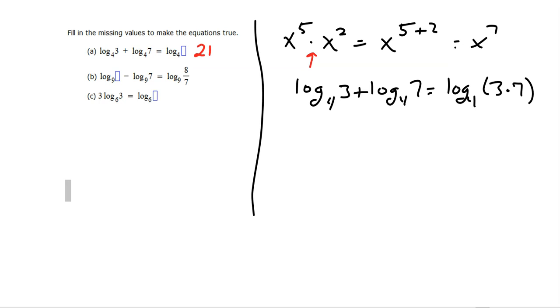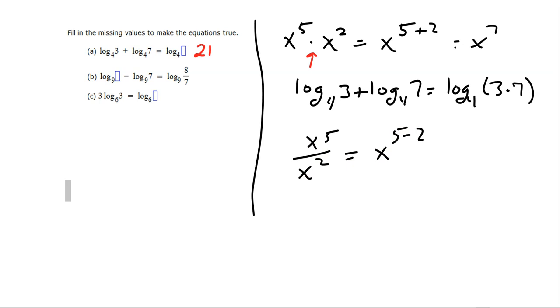You can do this forwards and backwards. If you have log base 4 of 3 times 7, you can always split that up from multiplication to addition. Same thing with subtraction. When you are dividing things that have the same base, you subtract the exponents, right? So if you're subtracting exponents, you would need to divide with those.